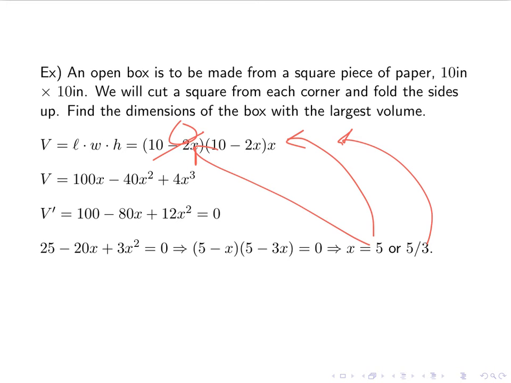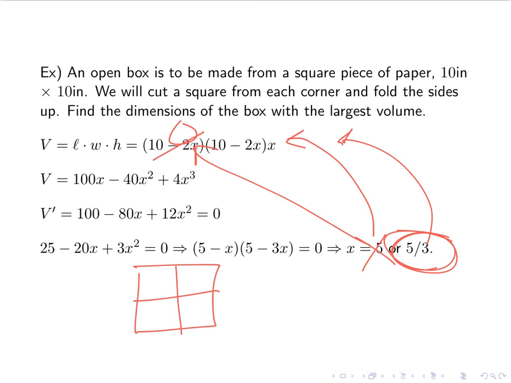So if x is 5, I don't have a box, because notice that's telling me that my squares are just going to cut my piece of paper in half. I'm not going to have any sides left to pull up. So it can't be 5, which means it has to be 5/3.